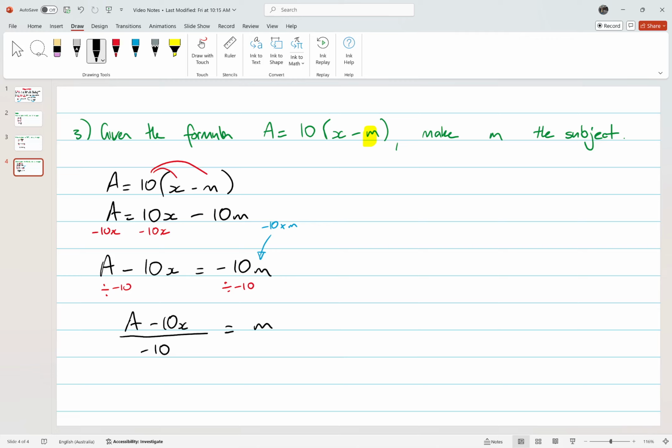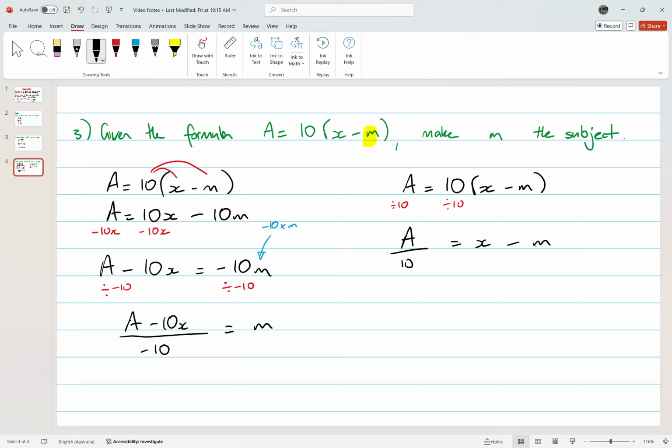Before I finish this video, I can just show that we could have done it a different way as well. So if I had A equals 10 times (x minus m), what I could have also done, rather than expanding, is I could have just divided by 10 straight away. So if I divide by 10, divide by 10, I would have been left with A over 10 equals x minus m. So now I don't even need to expand anymore.